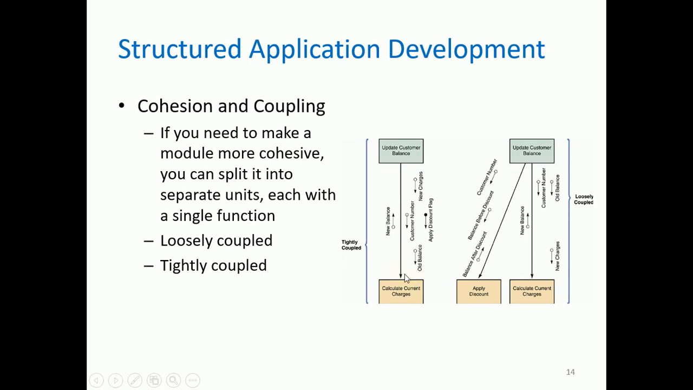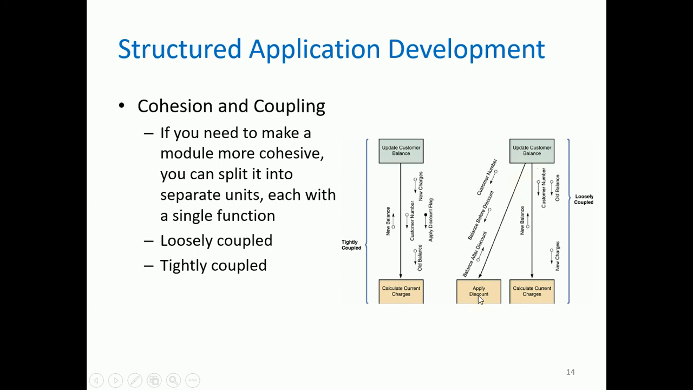Why? Because apply discount and calculate current charges are in the same module. So that is tightly coupled. Then for loosely coupled, you will notice that the module is broken down into two more modules. So for example, to calculate current charges, we need the customer number, the old balance, and the new charges, and then the new balance will be sent to the update customer balance module.